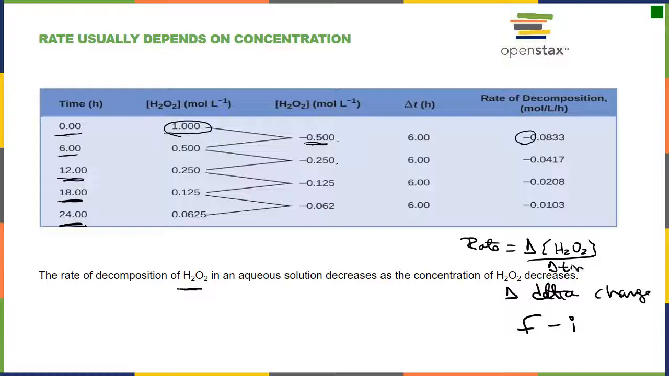Very few things have a constant rate. Almost all reactions, as the concentration goes down, the rate is also going to go down. And we can see this in the different rates. These are going to be average rates over those time periods.